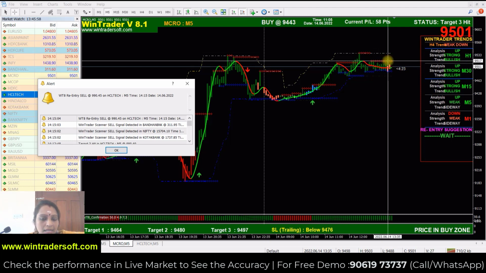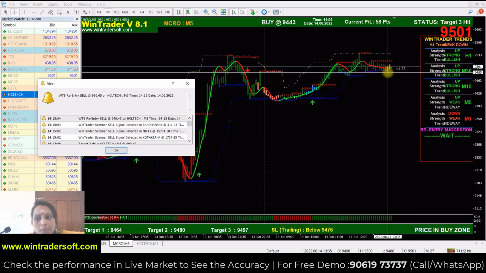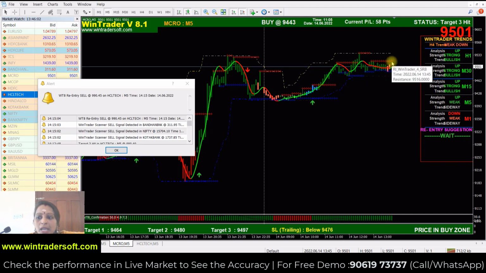Red stars are the resistance level and the blues are the support level. You can see these red stars, and the price is showing 9,516. That is the current resistance level of crude oil. If 9,506 breaks now, then the market will again go up. Currently the market price is 9,503.